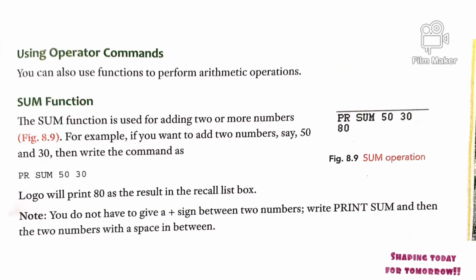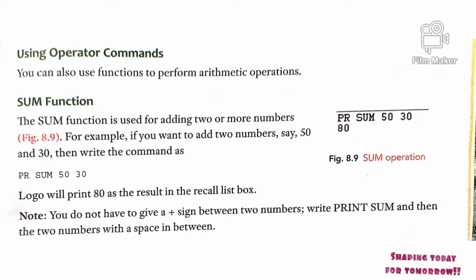Now the next topic is using operator commands. You can also use functions to perform arithmetic operations. So there are few functions that are given here. Let's go through them. So the first function is the sum function. The sum function is used for adding two or more numbers. See figure 8.9. For example, if you want to add two numbers, say 50 and 30, then write the command as PR sum 50 and 30.